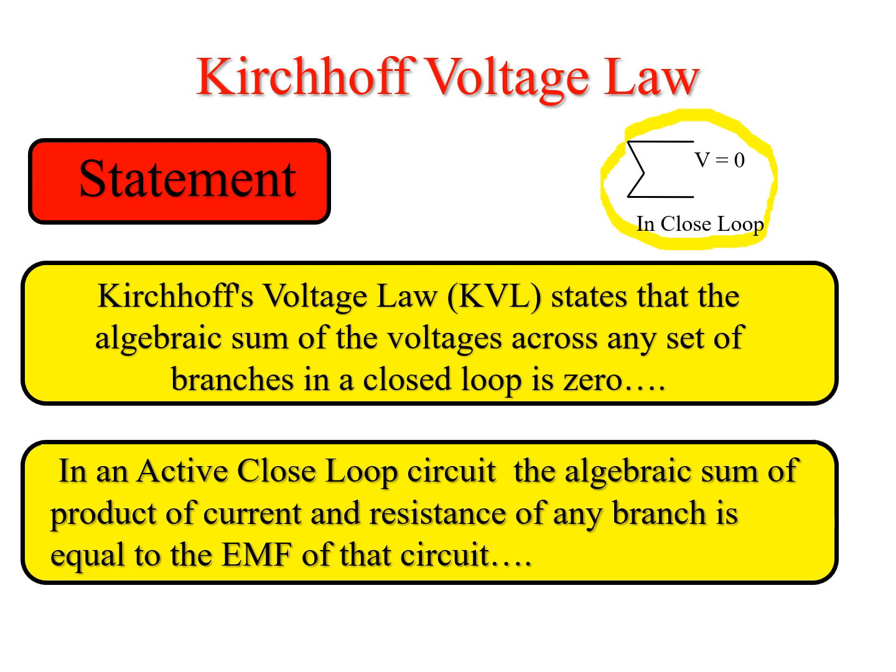In other words, Kirchhoff's voltage law can be stated that in an active closed loop circuit, the algebraic sum of the product of current and resistance of any branch is equal to the EMF of that circuit. So this I have written here: the summation of EMF plus voltage drop in any closed loop circuit is equal to 0. So this is Kirchhoff's voltage law.